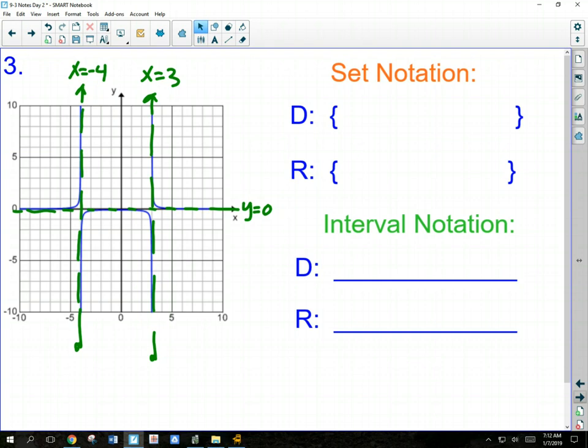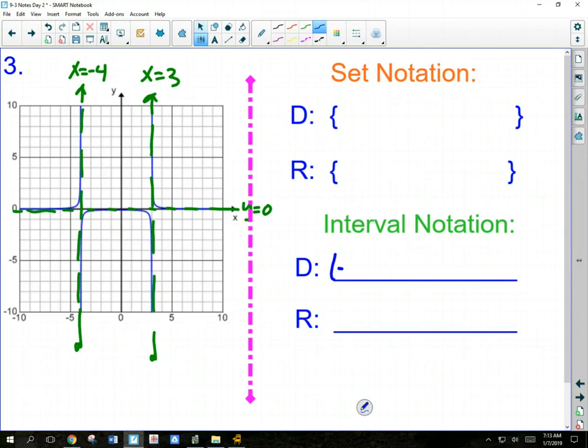As you drag a line from the left to the right, you can see that it would be touching all the way out to negative infinity. It doesn't exist at -4 when x is -4, but it exists everywhere in between, and then the graph doesn't exist at x equals 3, and then it exists every place after that. So for your domain, you would go from negative infinity to -4, and then from -4 to 3, and then again from 3 to infinity.